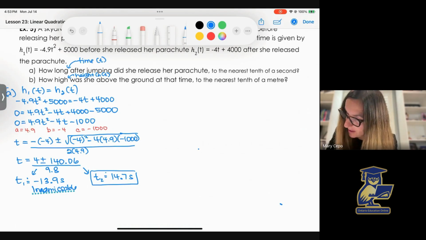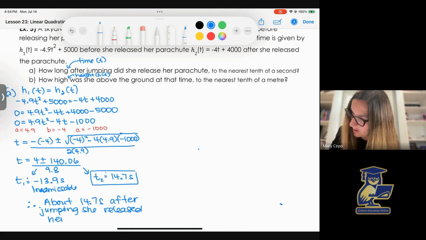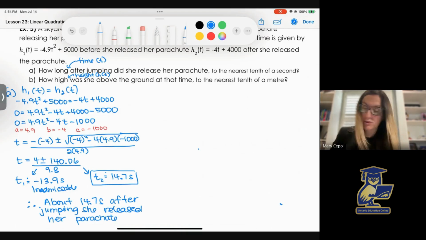So we can say, therefore, how long after? About, because we did approximate, 14.7 seconds after jumping, she released her parachute. Now, if you like to use approximately, you can use that as well, or about, either one.